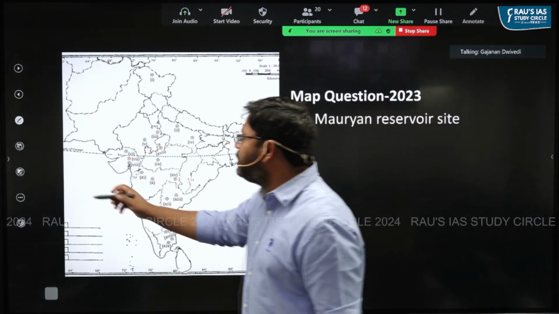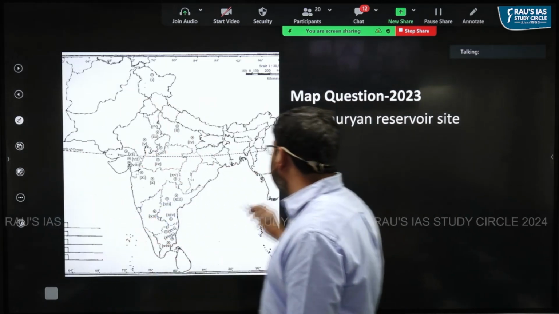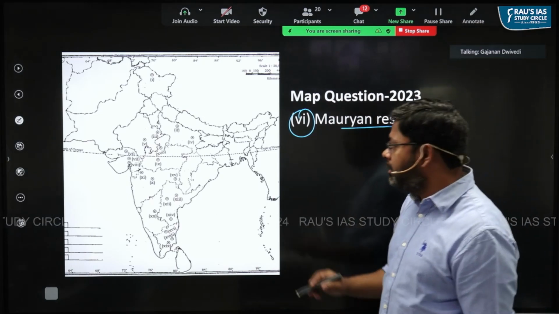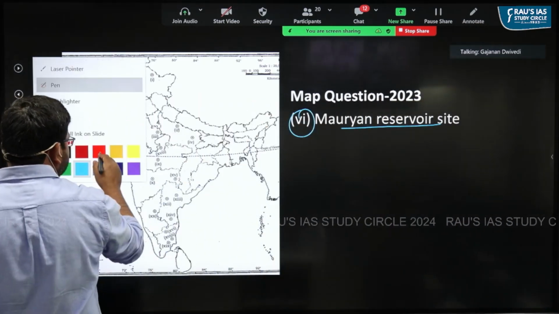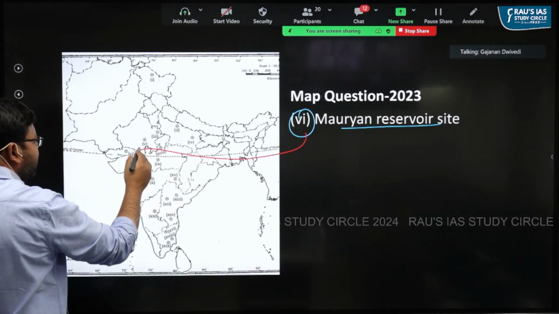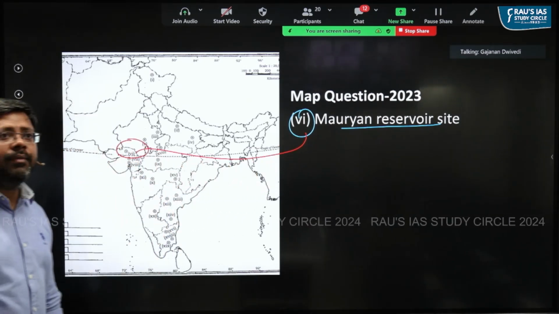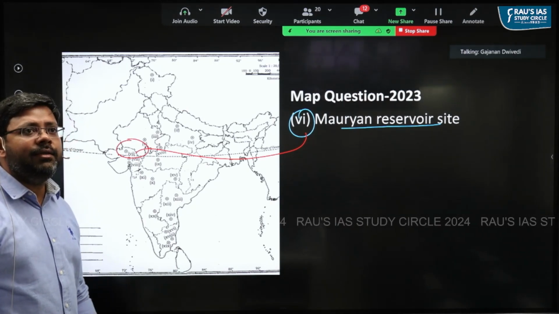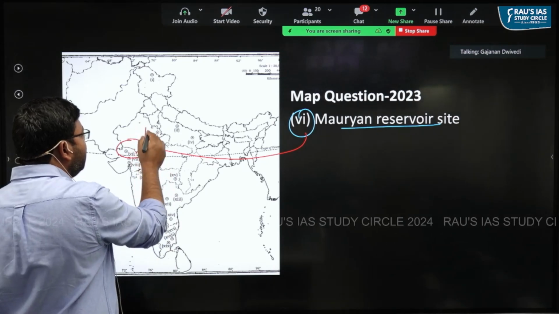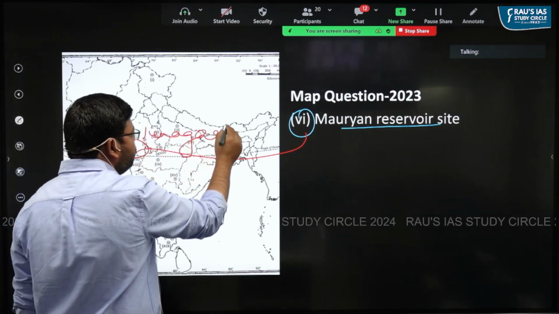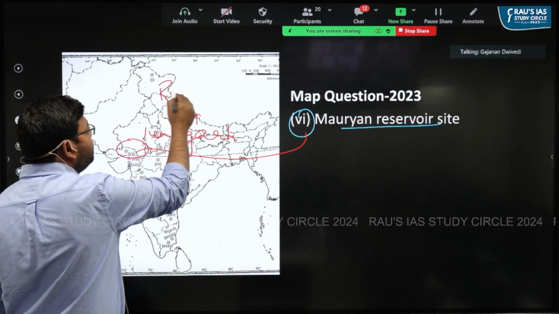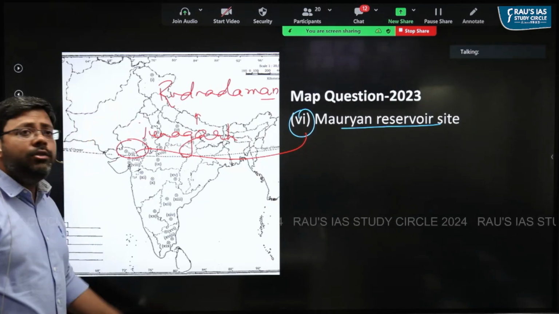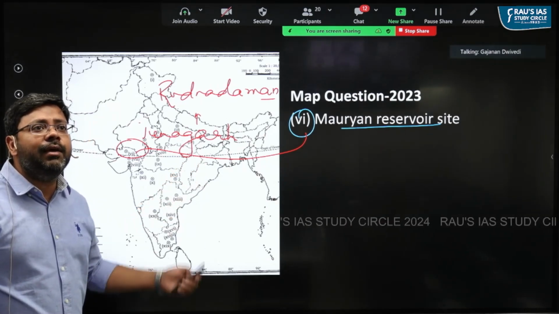It says that the 6th is a Mauryan reservoir. Now, where will you find the 6th? The 6th is a Mauryan reservoir. Reservoir, talab. Have you heard about the Junagadh inscription, the Junagadh inscription of Rudradaman?